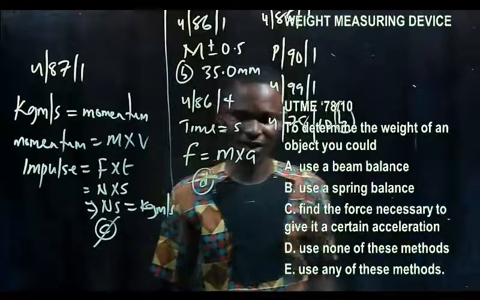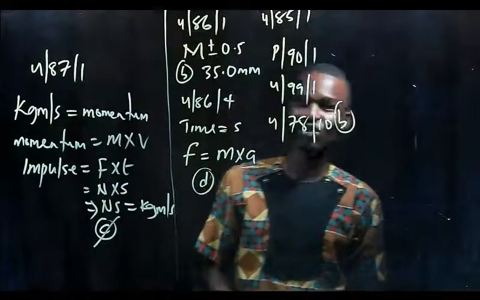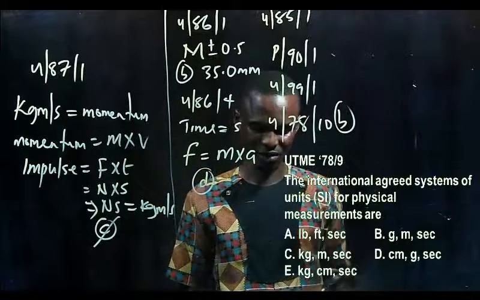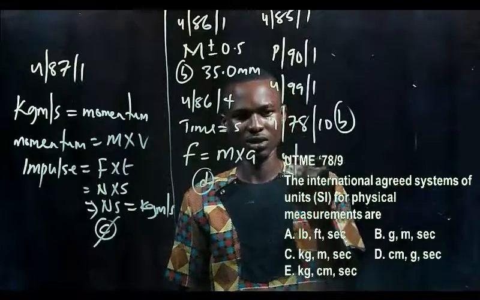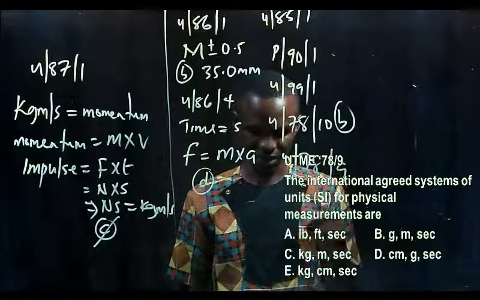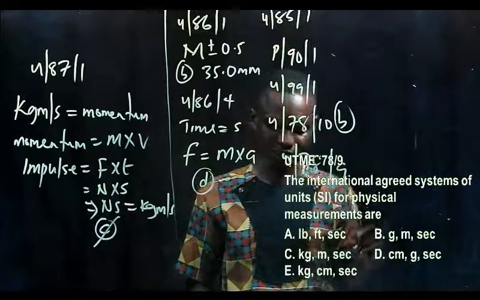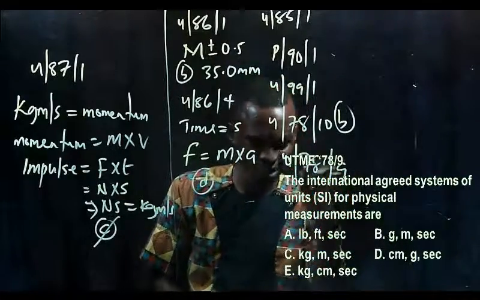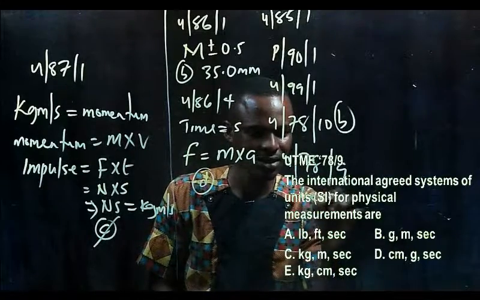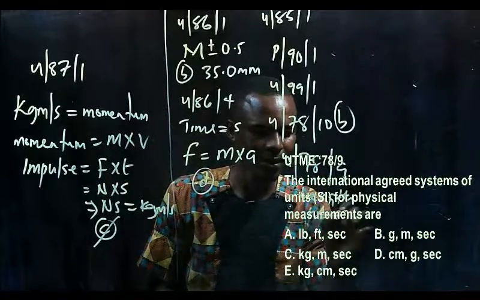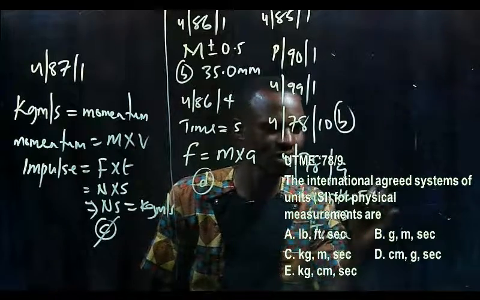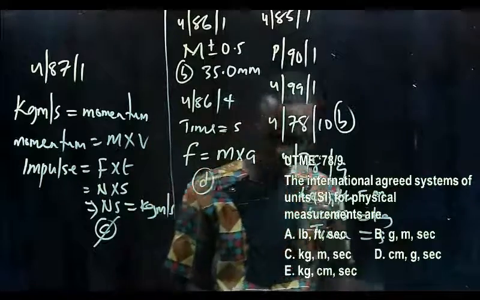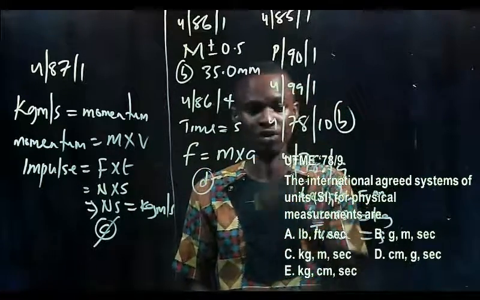Okay, we have UME 78 question 9. The International Agreed System of Units, SI, for physical measurement. The agreed units are for length, mass, and of course time, and their units are meter, kilogram, and second. So the correct option is kilogram, meter, and second, which is option C.